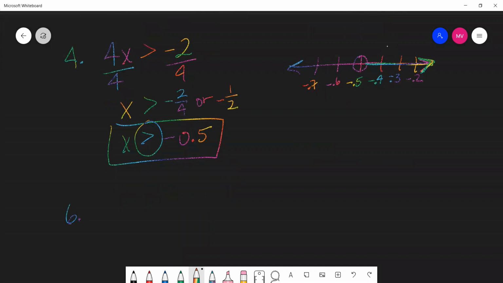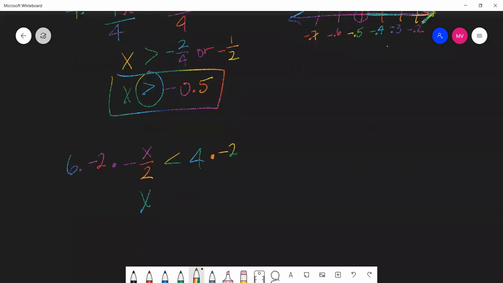All right. Number 6, Andrew says negative x divided by 2, or x over 2, is less than 4. Sure thing. Take your time. Well, I was just going to number 8. You went to number 8. Yeah, I see. For 6, you have to multiply both sides by -2, and you get x is less than -8.